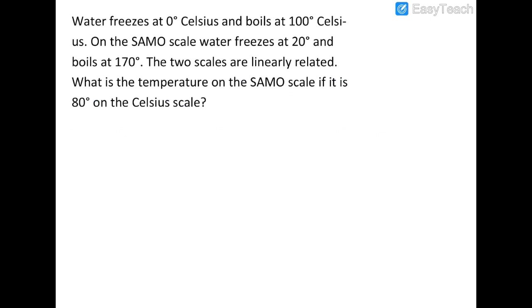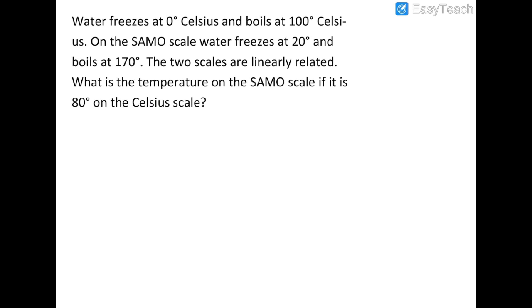Now, the first problem says water freezes at 0 degrees Celsius and boils at 100 degrees Celsius. I'm sure most of us know that by now. And on the SAMO scale, water freezes at 20 degrees and boils at 170 degrees. The two scales are linearly related. Now, that's an important piece of information. Okay. So what is the temperature on the SAMO scale if it is 80 degrees Celsius on the Celsius scale?